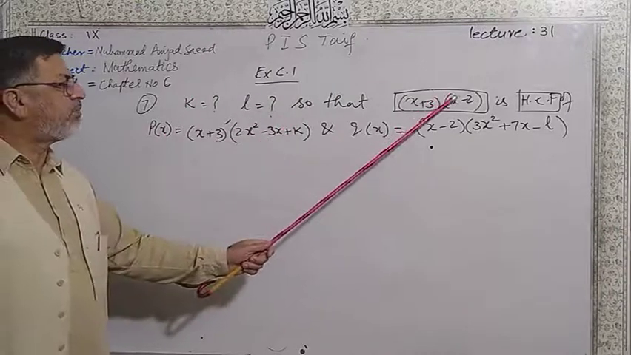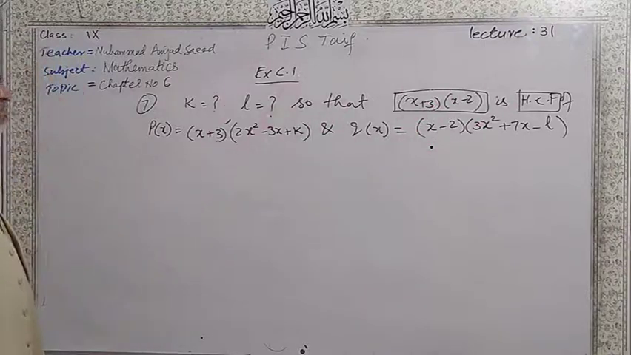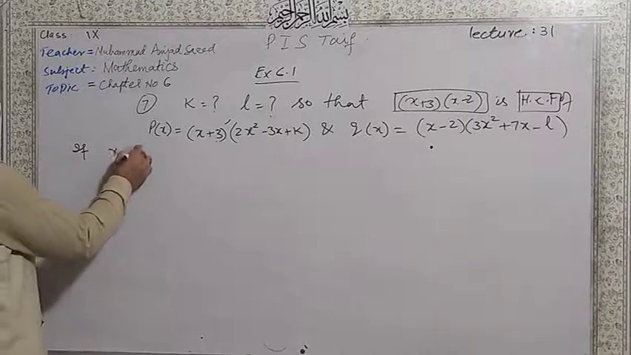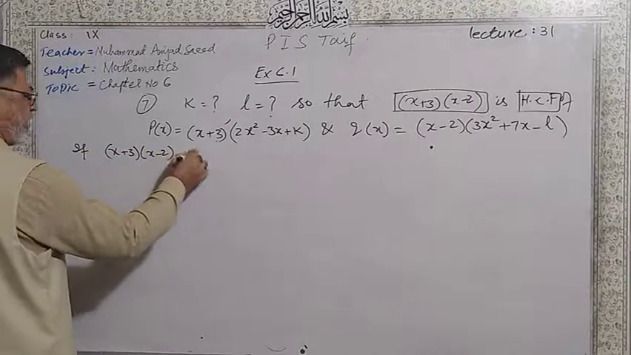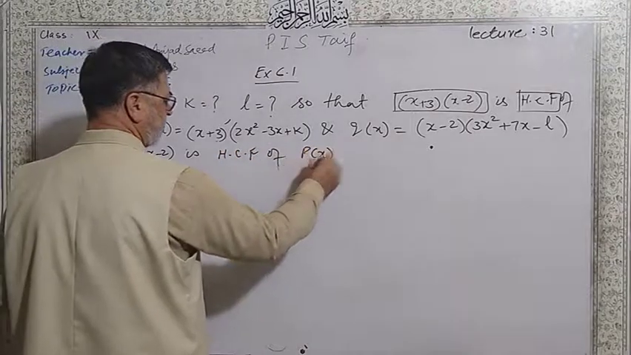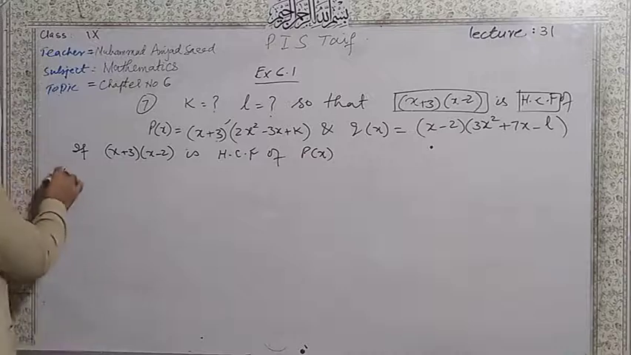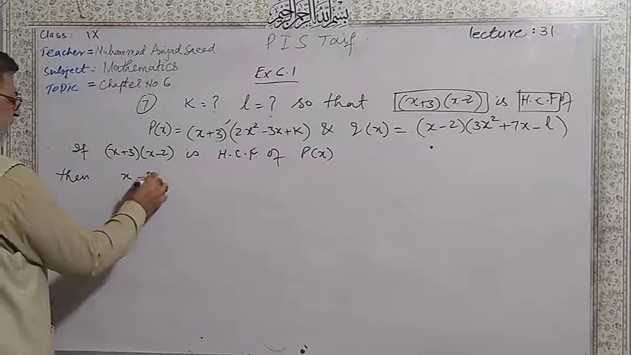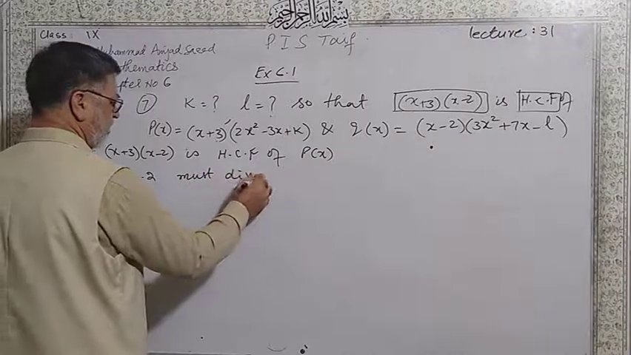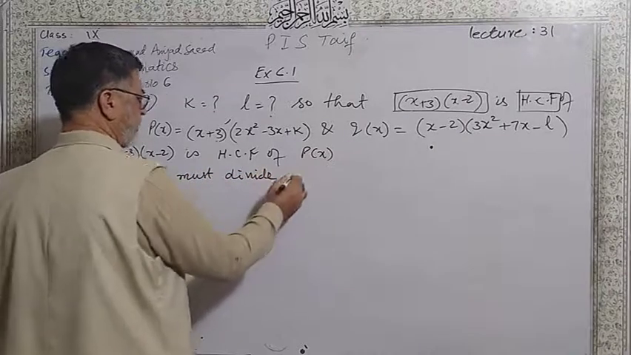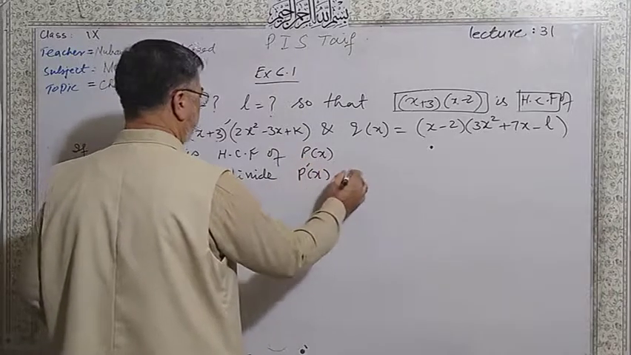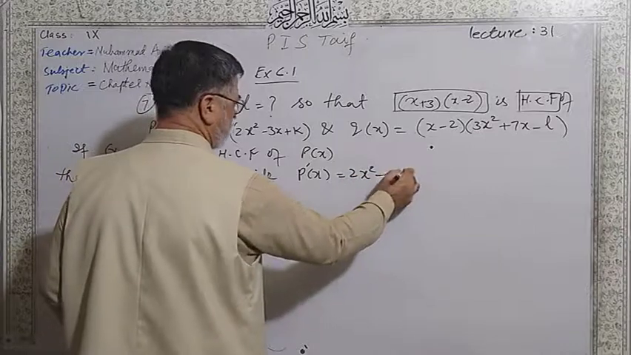Otherwise, this will not be the part of x here. So it means that if (x plus 3)(x minus 2) is the HCF of P of x, then x minus 2 must divide P dash of x, which will be equal to 2x square minus 3x plus k.